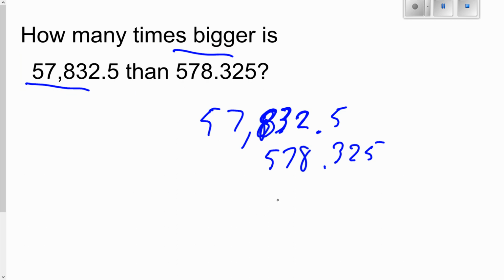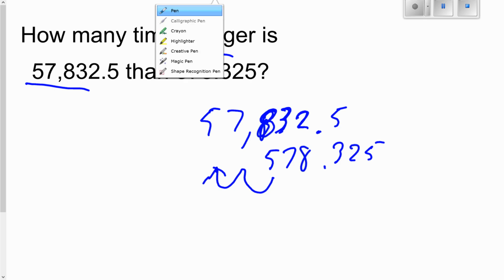Well, let's take a look. First of all, we need to make sure that they are exactly the same digits, 57832.5 and 578.325. So it is just the same number. Everything is just shifted over, and we need to see how many places it is shifted over. Let's look at the 5. We just use the first digit. It's shifted over 2 places.